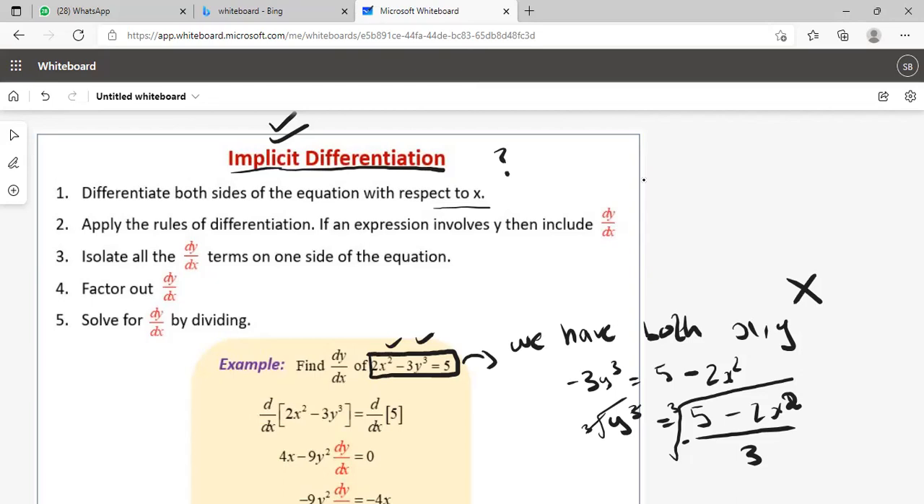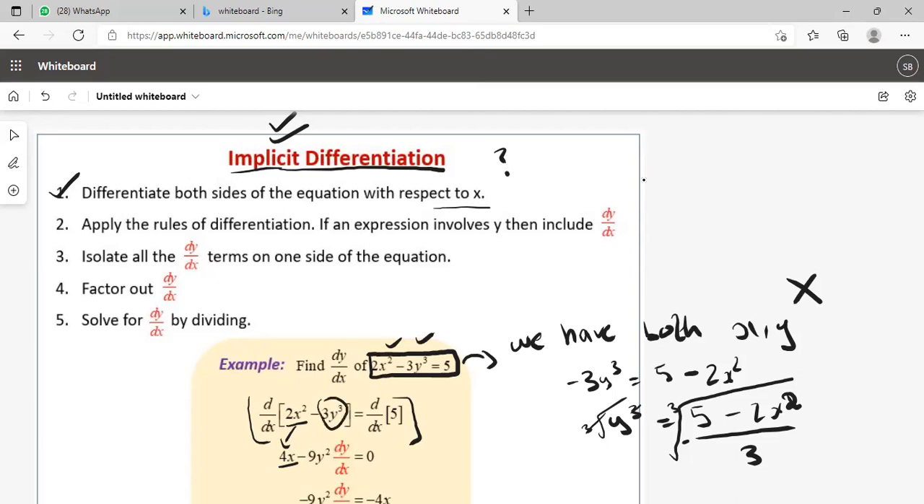So step one is to differentiate both sides of the equation with respect to x. Okay. So we have, this is the left hand side, this is the right hand side. We need to differentiate both sides with respect to x, and this is what we are doing. When we differentiate 2x squared, 2 would come as it is, and the derivative of x squared is 2x, so this would be 4x. You understand this? Yes, I do.